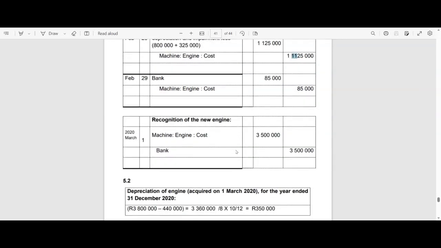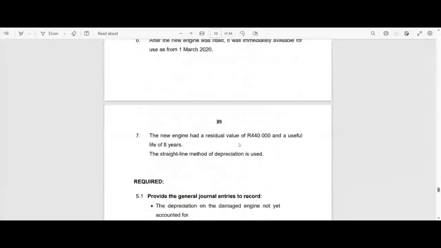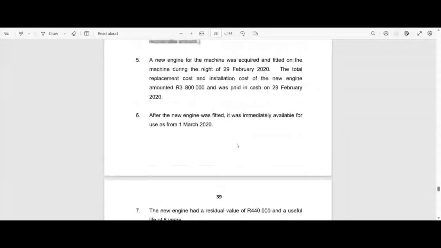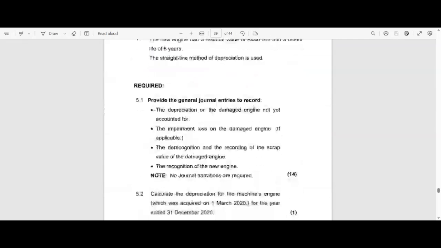Right. Okay, ladies and gents. So now we've de-recognized the old engine, and I've run over my time. So now it's just a question of going to recognize the new engine. So I'm going to be very quick about it. In the additional information, they told us there, point number 5, that a new engine was acquired for an amount of 3,800,000 rands, and it was paid for in cash on the 29th of February.